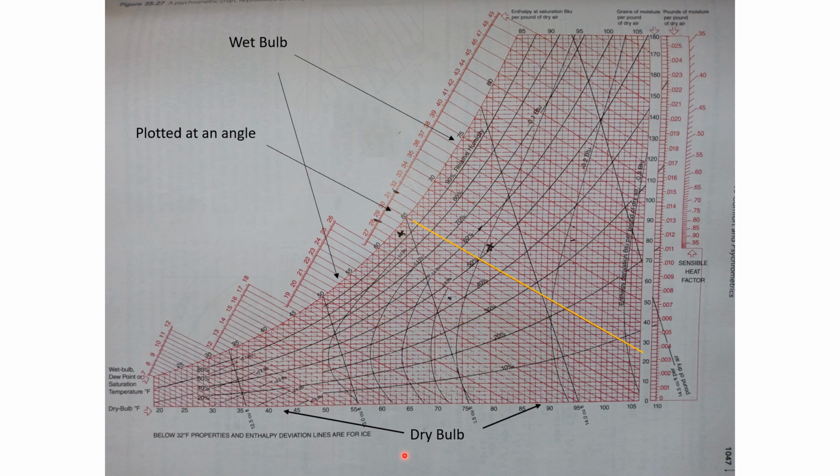And now we're going to look at dry bulb. Dry bulb is plotted along this bottom axis right here, this bottom scale. We go all along here. This is where we're going to plot it, and we plot the dry bulb. It tells you on page 1048 that we plot it vertically.